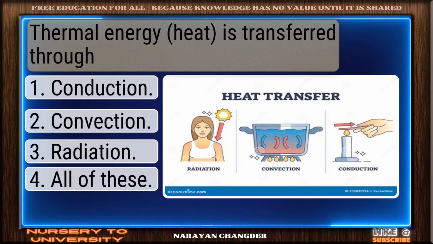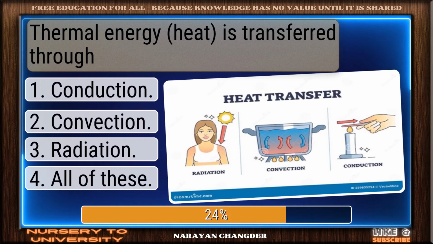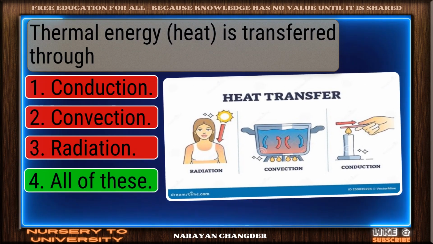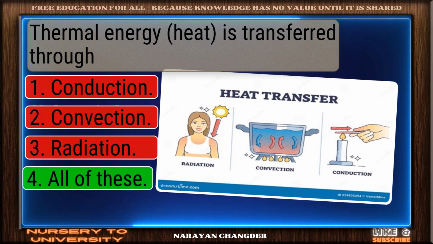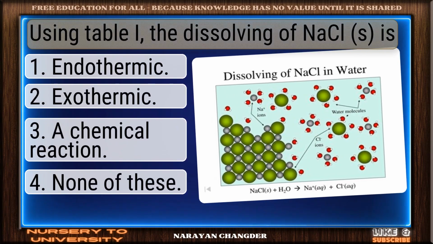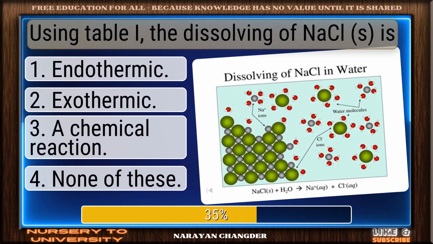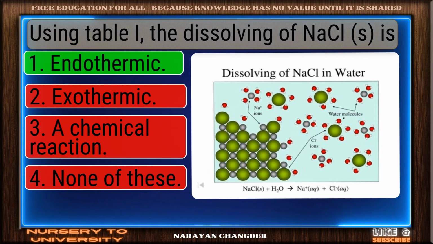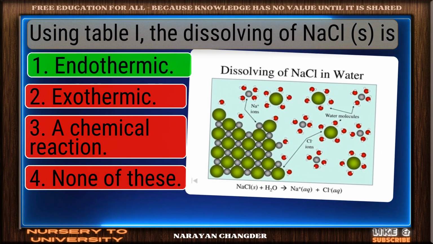Thermal energy is transferred through... Smart pick. All of these is the correct choice. Using table I, the dissolving of NaCl is. Great thinking. Endothermic is the right choice.